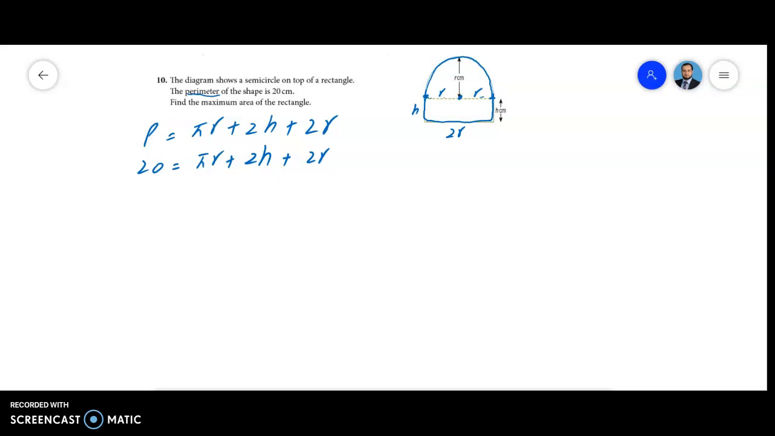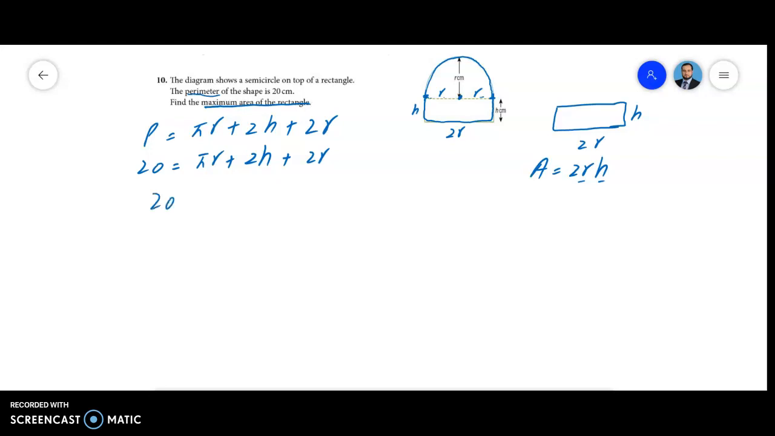And then from here, it's asking for the maximum area of the rectangle. Since we know the rectangle is only this part of it, the length of the rectangle is 2r and the width is h. So the area of the rectangle is equal to 2 times r times h, since it's length times width. Because we need to maximize the area and there are two variables, one of the variables should be eliminated, so we will use this equation.